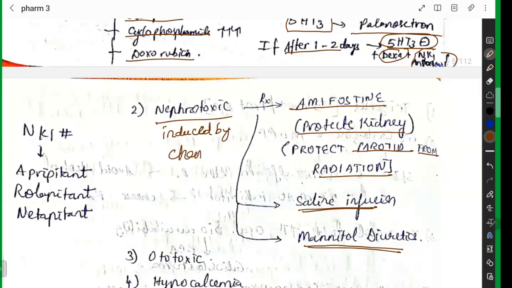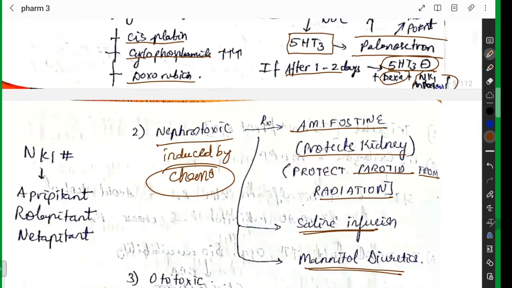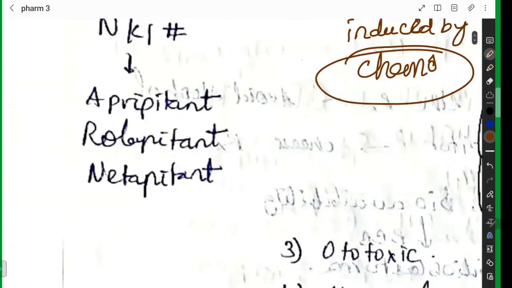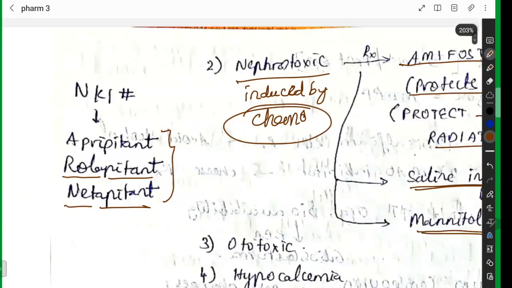Now coming to discuss your NK1 antagonist. You will be asking me what is an NK1 antagonist. Yesterday itself we discussed this. Again, I'm just repeating the names: aprepitant, rolapitant, and netupitant. These are the NK1 antagonists, three drugs.